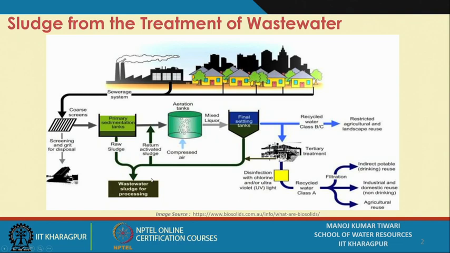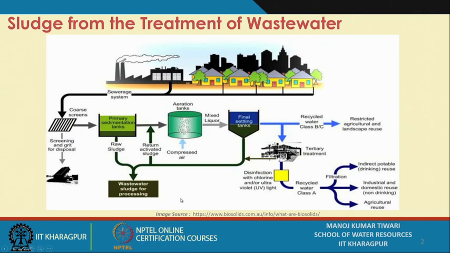Apart from this, of course, there are screens and grit. They are also collected, and they are also a form of sludge generated at the wastewater treatment facilities. But the major point of concern is the wastewater sludge which is coming from the primary and secondary settling basins.